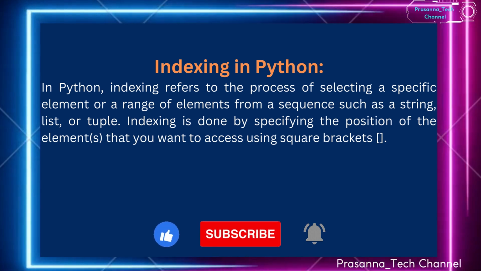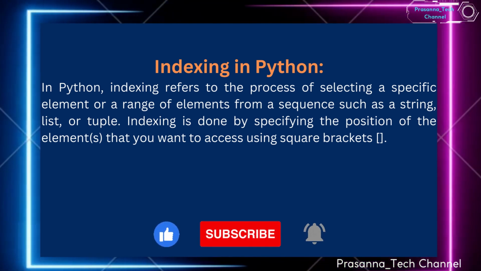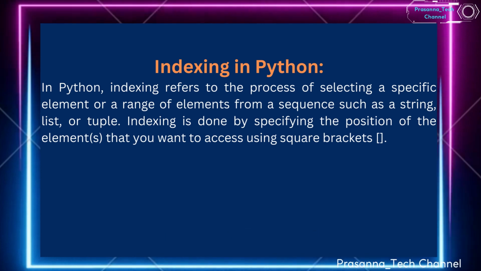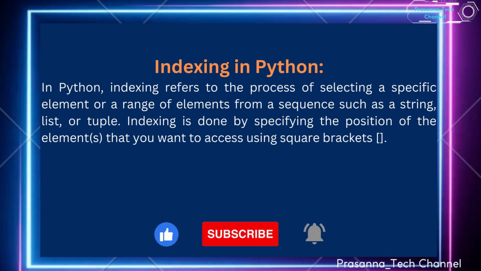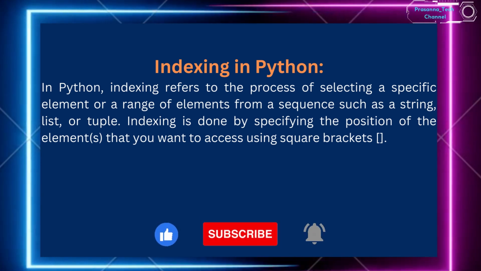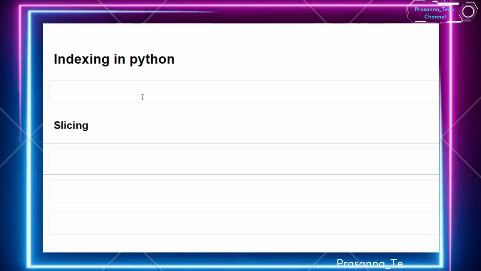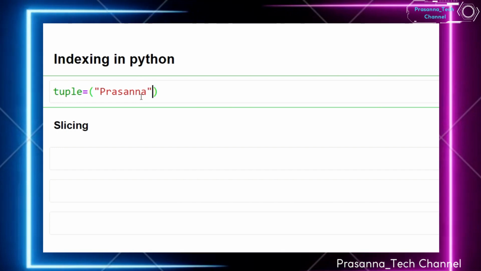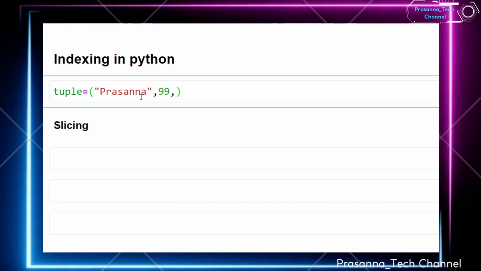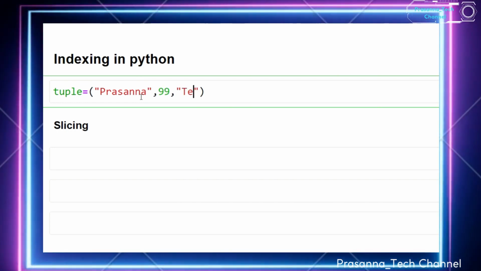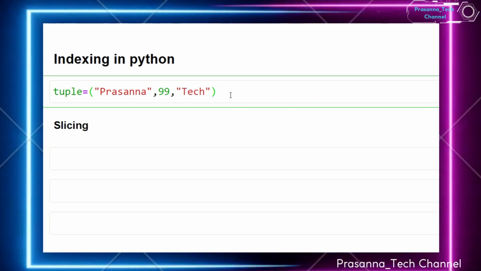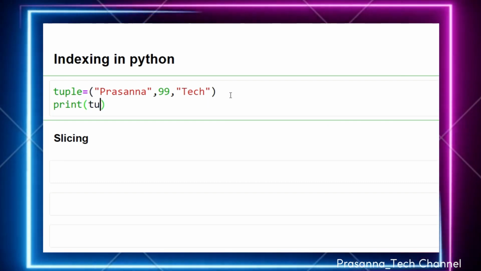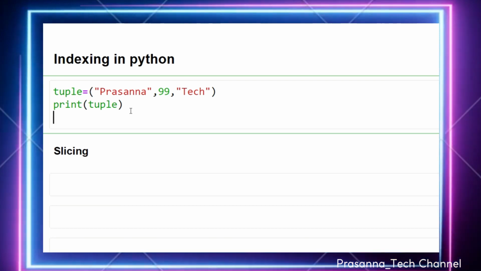Indexing is done by specifying the position of the elements that you want to access using square brackets. Now let's take an example. Tuple equals persona, 99, tech. Print tuple. It is going to print all the elements which are there in that tuple, that is persona, 99 and tech.